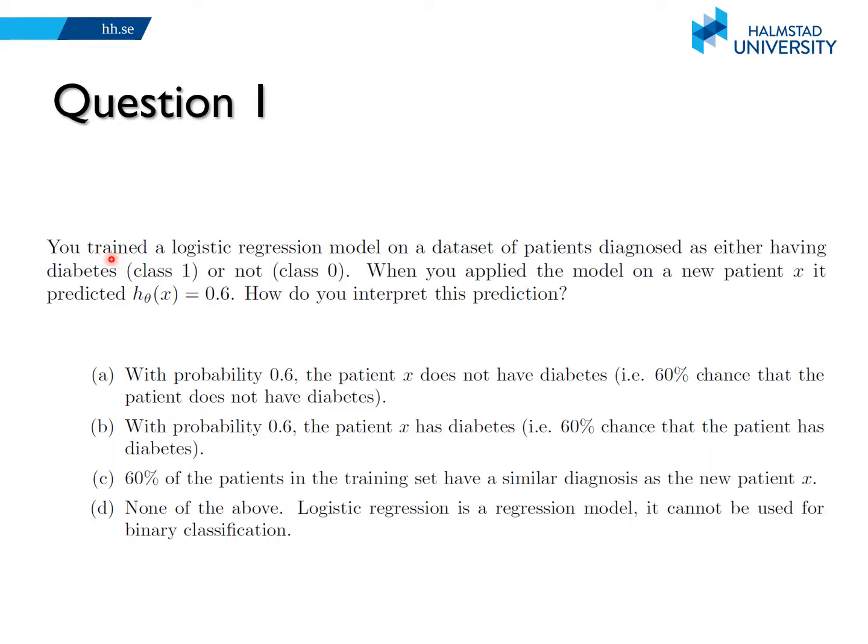First question. Suppose that you train the logistic regression classifier on a dataset of patients diagnosed as either having diabetes, this is class 1, or not, class 0. And now given a new patient, your model predicts this, 0.6. So how do you interpret this prediction?